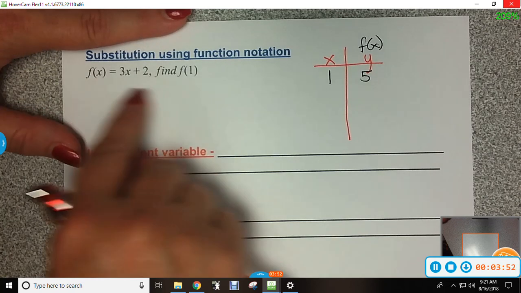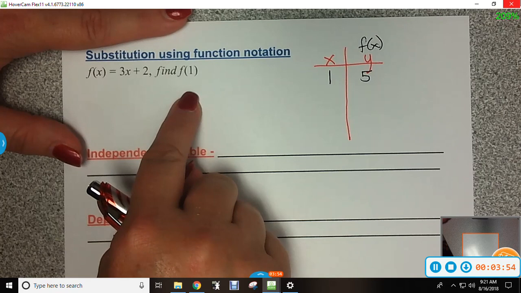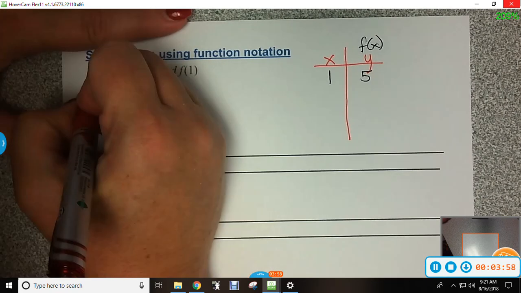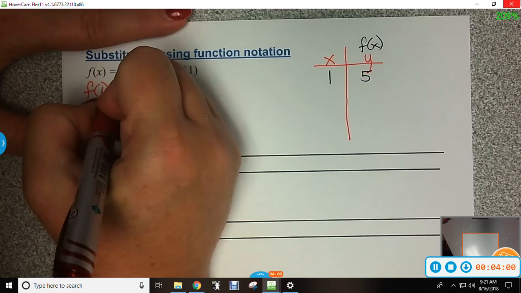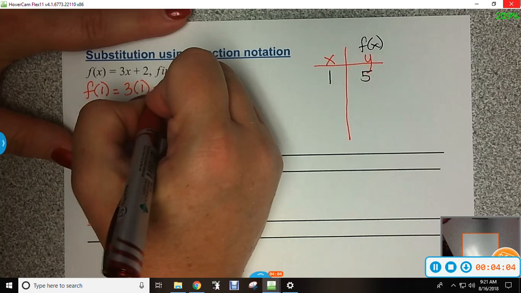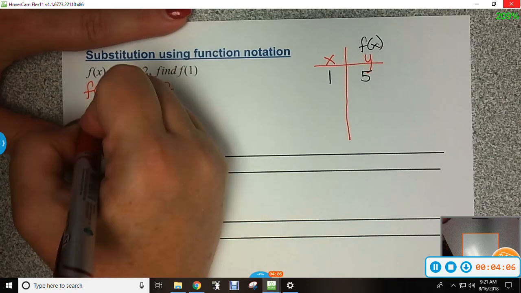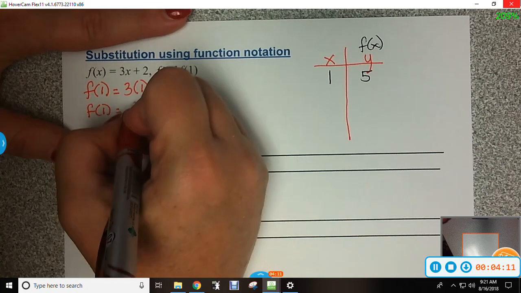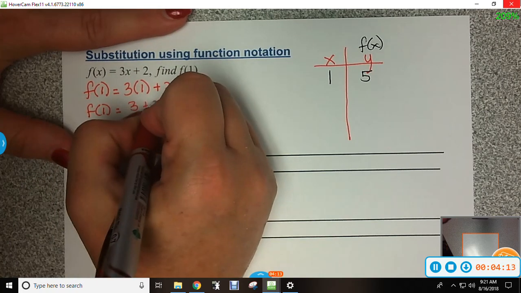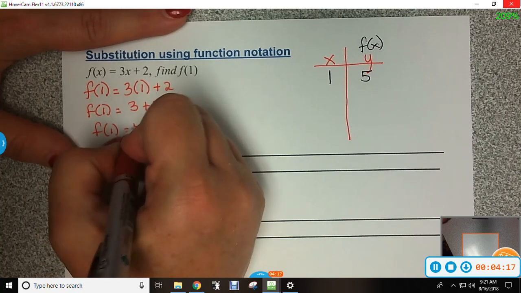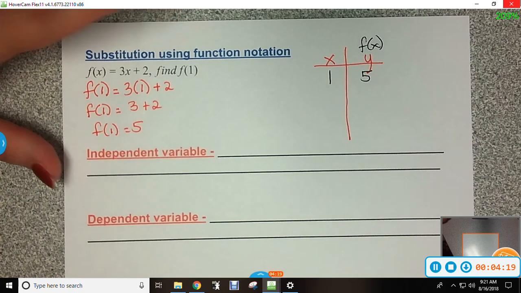Well, this is the exact same thing. This is the answer we're going to get. We're going to get a 5. We just write it differently. This is f of 1. Take out your x, put a 1 in its place. I'm just going to bring the f of 1 straight down. 3 times 1 is 3, plus 2. Bring your f of 1 down again. So f of 1 equals 5.